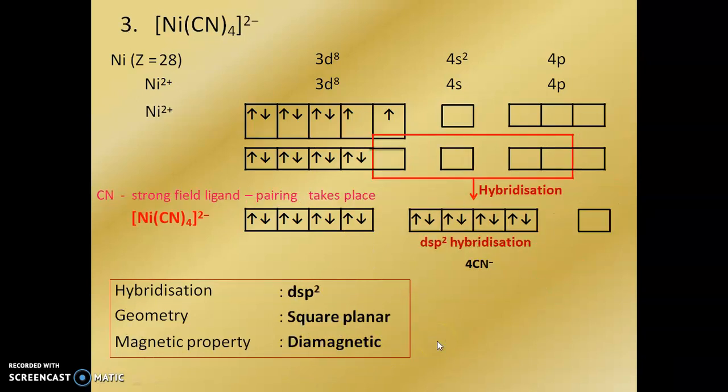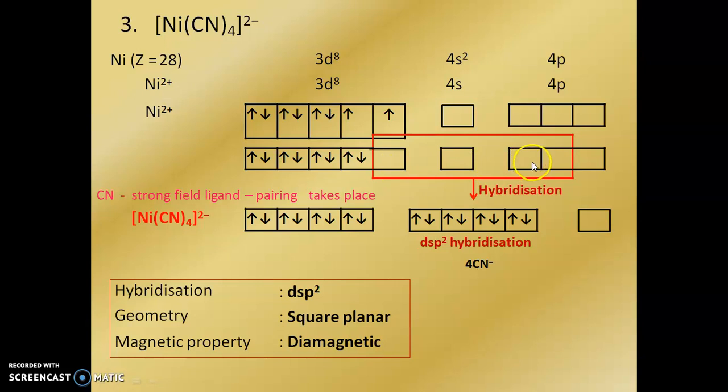Next we see the complex [Ni(CN)4]2-. In this complex, nickel is in the +2 state, so again 3d8, and pairing takes place because CN- is a strong field ligand. So one d orbital, one s orbital and two p orbitals take part in the hybridization because they are the empty orbitals of the nickel metal ion.